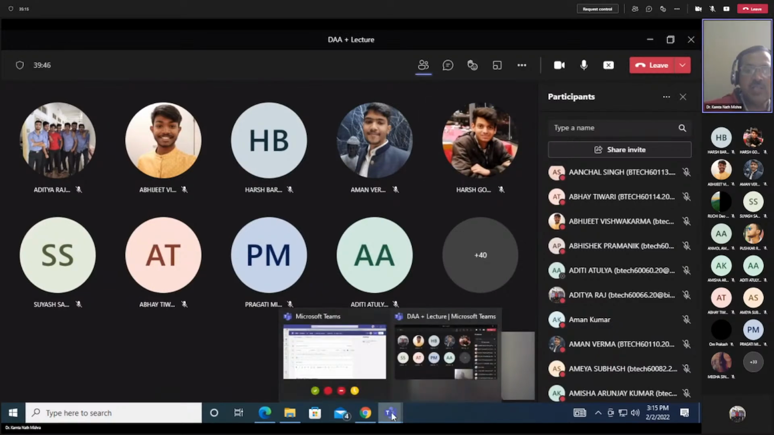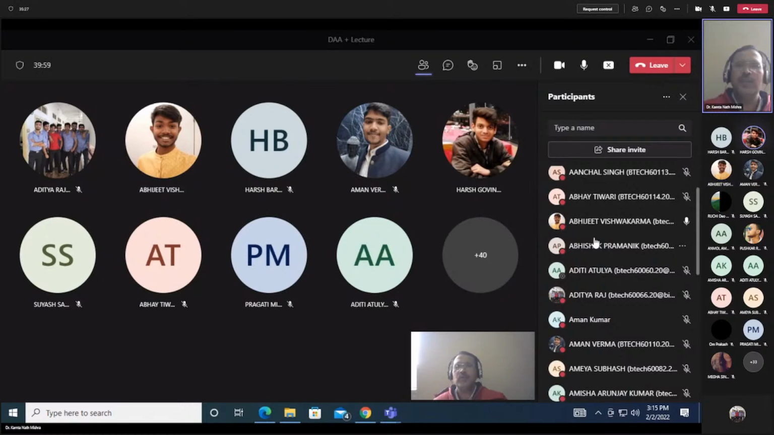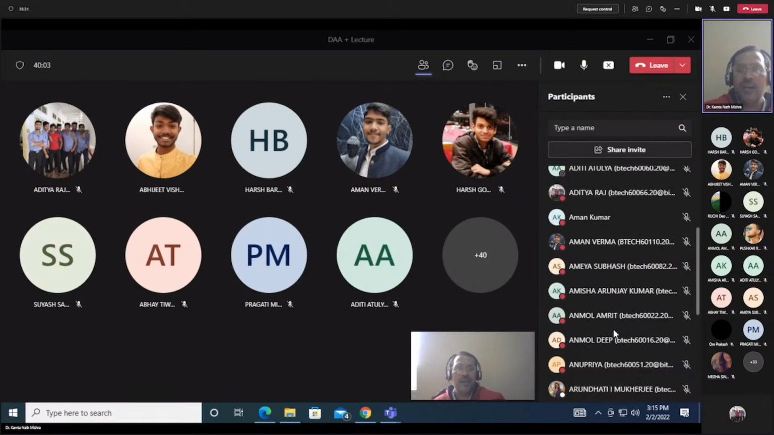These three questions are solved in the TH Corman book. So is the TH Corman book available as a soft copy or not? It is available, sir. Harsh Govind and Abhijit, it is available. For others like Anmol, Amrit, is the TH Corman soft copy available for you also? Yes, sir. So these three questions are solved there.